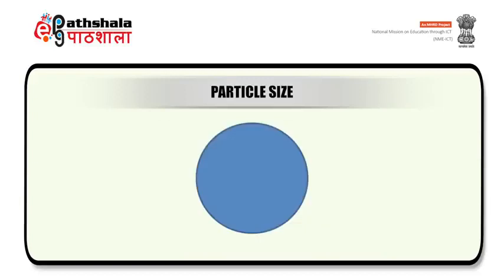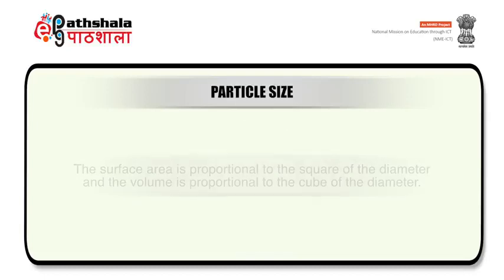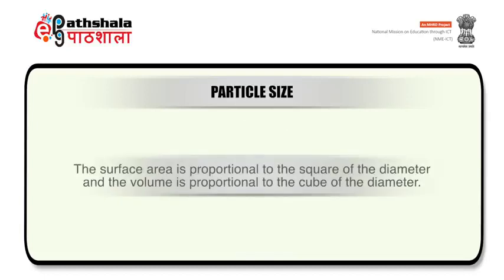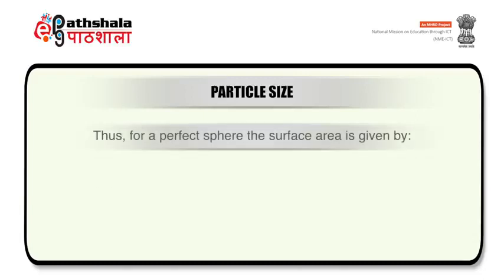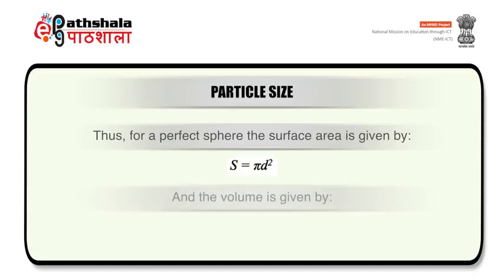In case particle size is difficult to measure, the particle volume or surface area can also be quoted. The size of a spherical particle can be expressed in terms of its diameter. The surface area is proportional to the square of the diameter and the volume is proportional to the cube of the diameter. Thus, for a perfect sphere, the surface area is given by the equation S equals pi d squared and the volume is given by the equation V equals pi d cubed by 6.